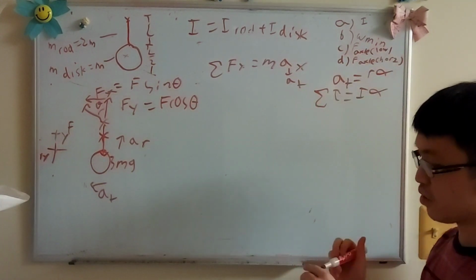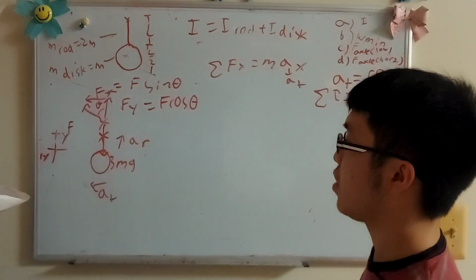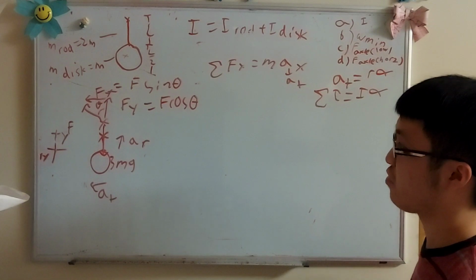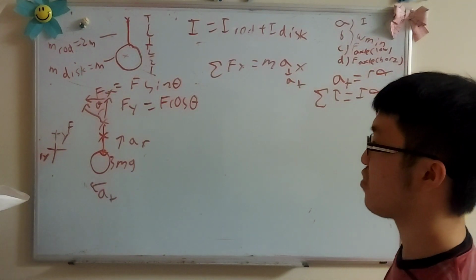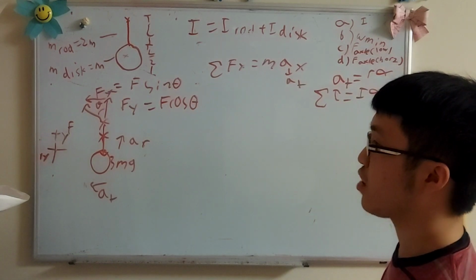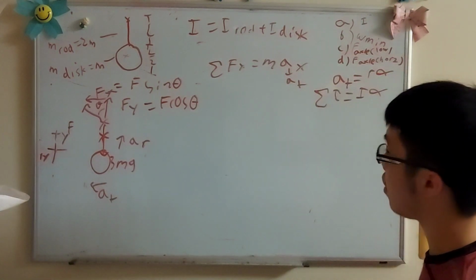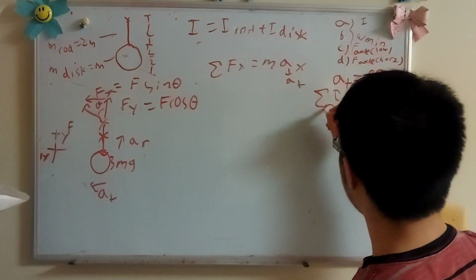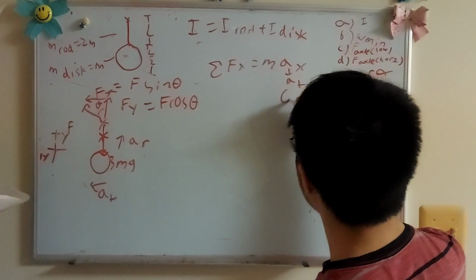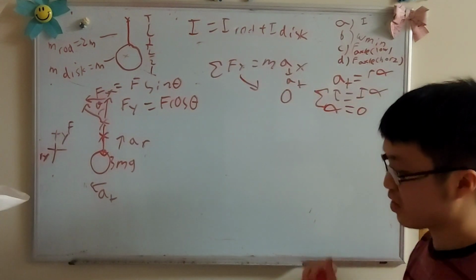Is there any torque though? Well, the force of the axle is acting on the axle, so there's not going to be any torque from the axle. There's not going to be any torque from gravitational force either, because the angle between that force and the radius is going to be 0. So we end up getting an angular acceleration of 0, which means that this is equal to 0, which means that there's no x component of the force of the axle.